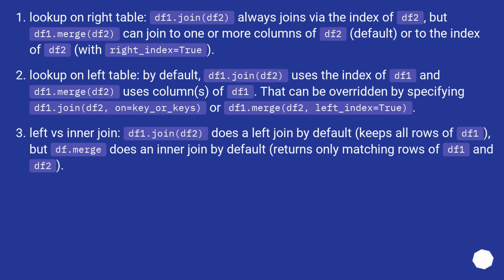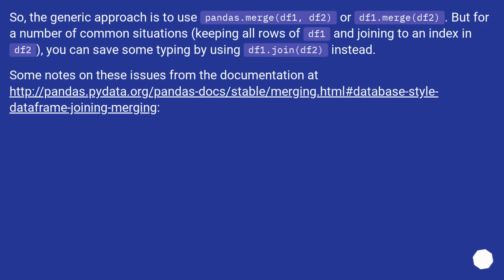df1.join(df2) does a left join by default, keeps all rows of df1, but df.merge does an inner join by default, returns only matching rows of df1 and df2. So the generic approach is to use pandas.merge(df1, df2) or df1.merge(df2). But for a number of common situations, keeping all rows of df1 and joining to an index in df2, you can save some typing by using df1.join(df2) instead.